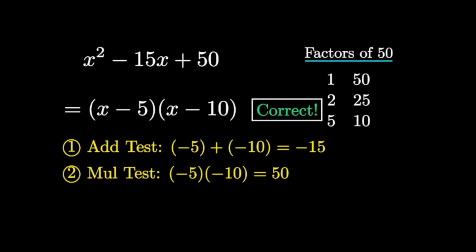So if you're trying to answer this question, x squared minus 15x plus 50 factors into x minus 5 times x minus 10.